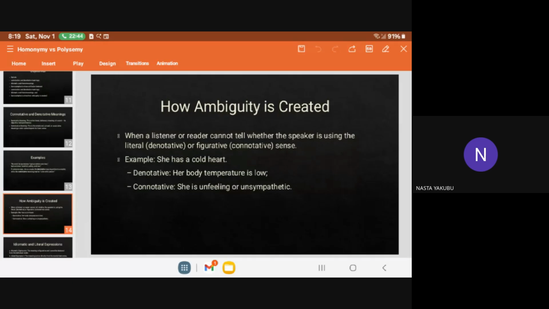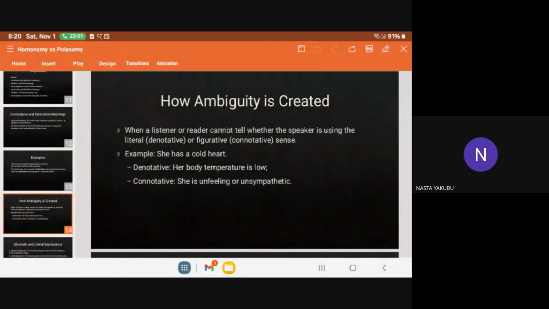She has a cold heart. Denotatively, it means that her body temperature is low, but connotatively, it means she's unfeeling or unsympathetic. Could be detached. So she has a cold heart.